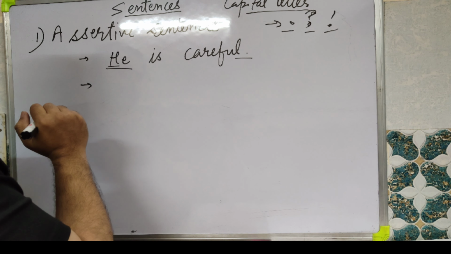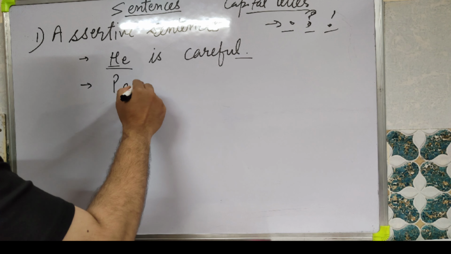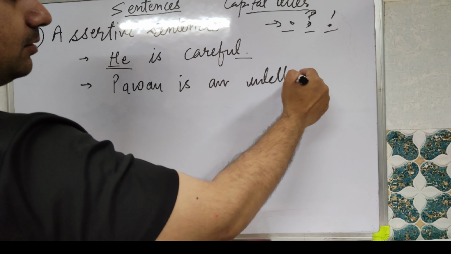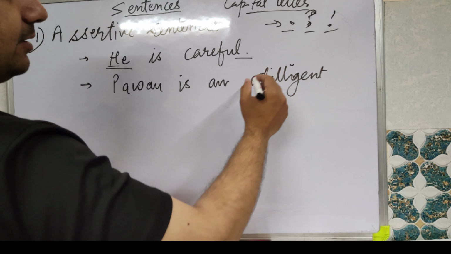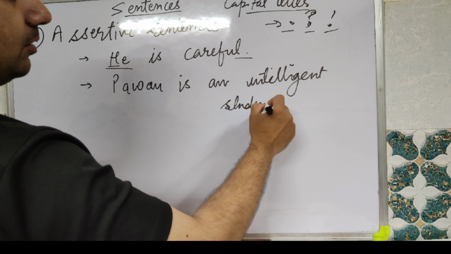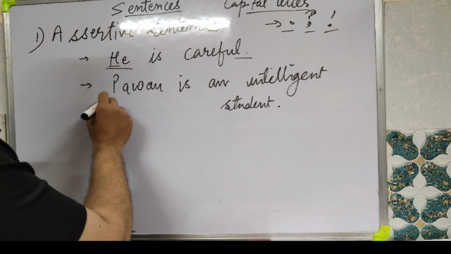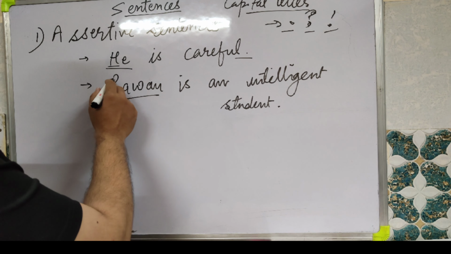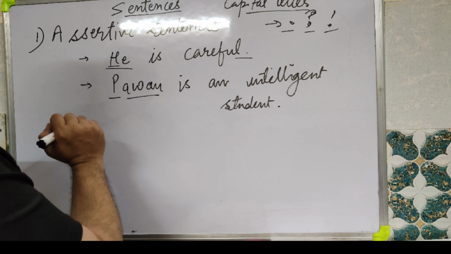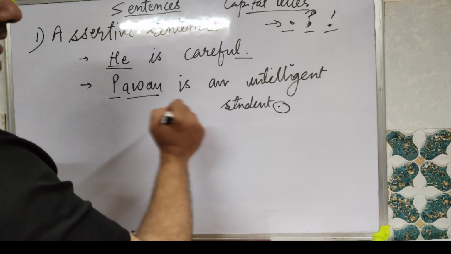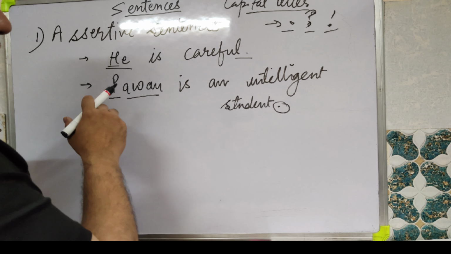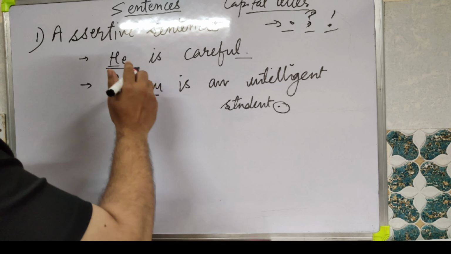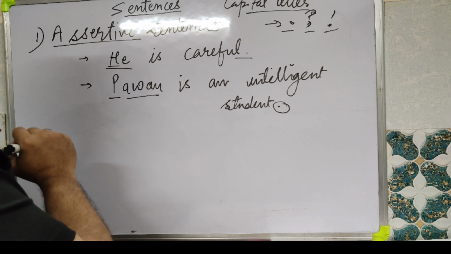assertive sentences. Like, Pawan is an intelligent student. Now you can see over here I've started with Pawan. Now Pawan is a proper noun and a noun should always start with a capital letter, and I have ended the sentence with a full stop. So all the sentences which tell you about something or give you any kind of details are known as assertive sentences.